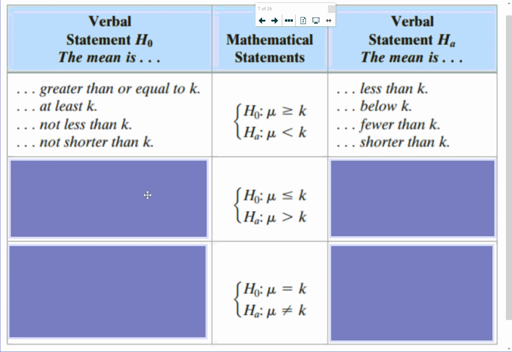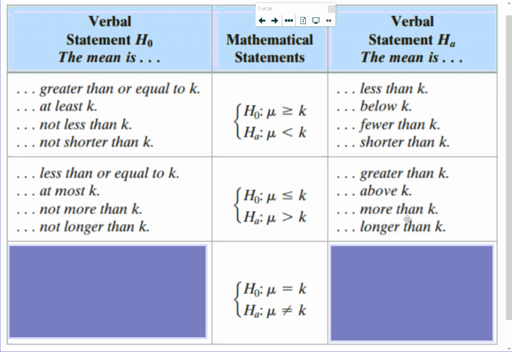Okay, and then I'll just kind of show a couple of these at a time. In the middle, you have, again, a lot of opposites. You're going to see a lot of similar wording between kind of diagonal boxes here, what you see in the middle on the left, what you see on the top on the right: less than or equal to, fewer, not more than, shorter than, not longer than. So again, we kind of see complementary statements.